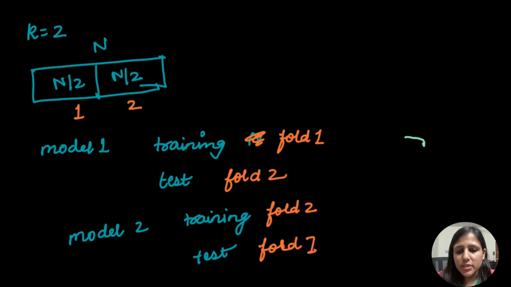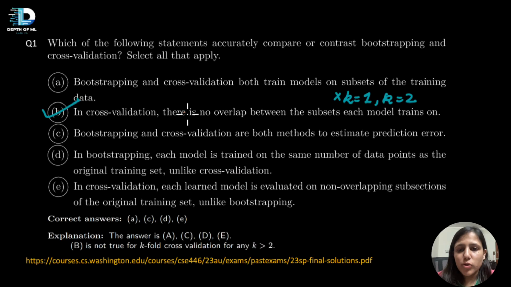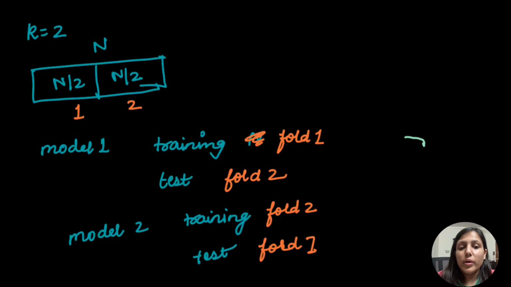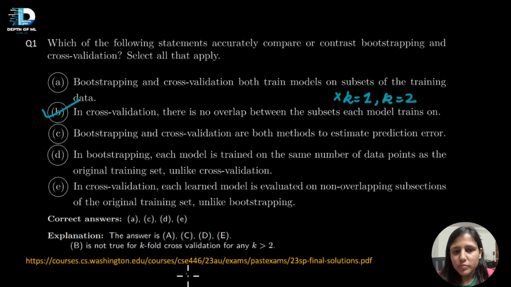Okay, and the statement says that in cross validation there is no overlap between subsets, each model and train. So only when k equals 2 it's a special case where there is no overlap, because there are just two sets. One of the sets will make it to the training set and the other will be the test set, so there will be no intersection. I hope this is clear now, right? So let's move to the second question.